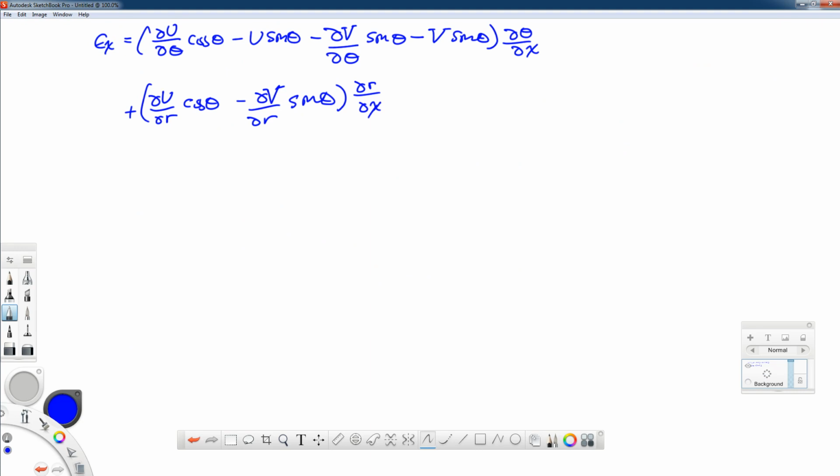All right, so we have those terms put together. And from the previous page, we can find that the partial of r with respect to x works out to be x over r, which is equal to cosine theta. And in the previous lecture, we ended up finding that the partial of theta with respect to x worked out to be minus sine theta over r.